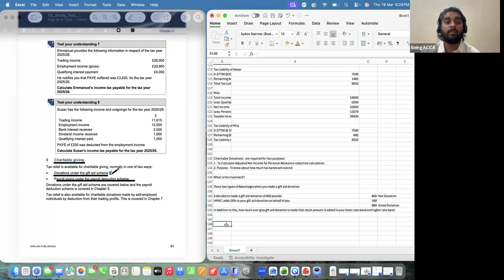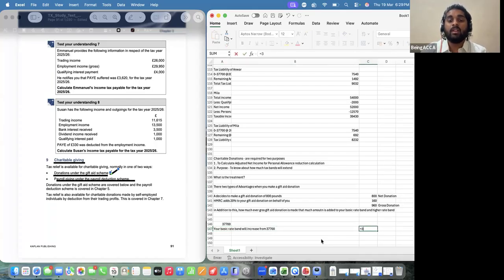And what is the basic rate band? It is only 37,700. But because of the gifted donation that has been made, your basic rate band will increase from 37,700 to 37,700 plus 960 pounds, which is 38,660.